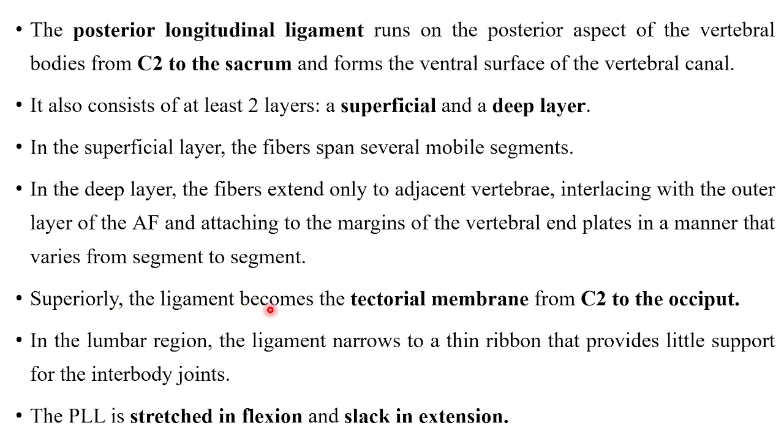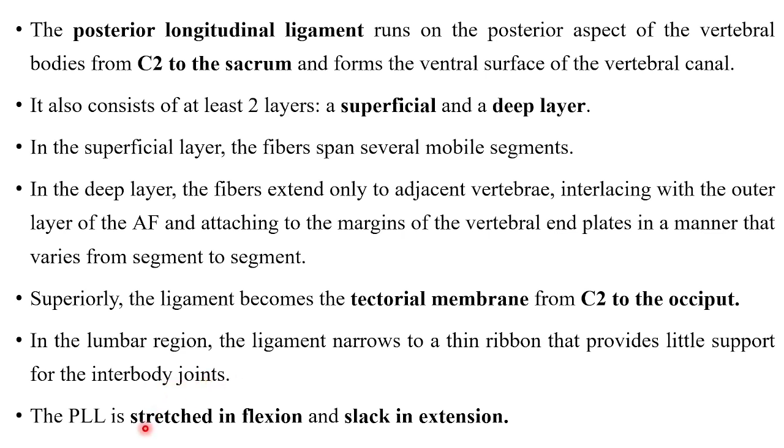Superiorly, this ligament becomes the tectorial membrane. So the extension of your posterior longitudinal ligament above the second cervical vertebra is known as your tectorial membrane. That will be running from the second cervical vertebra to the occipital region. In the lumbar region, this ligament narrows to a thin ribbon that provides little support for the interbody joints.